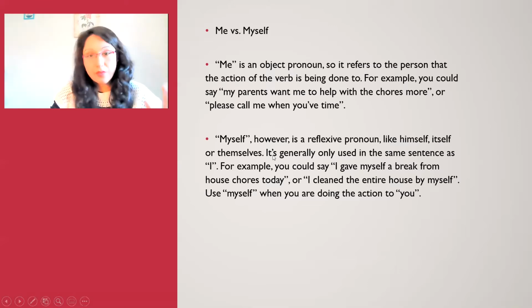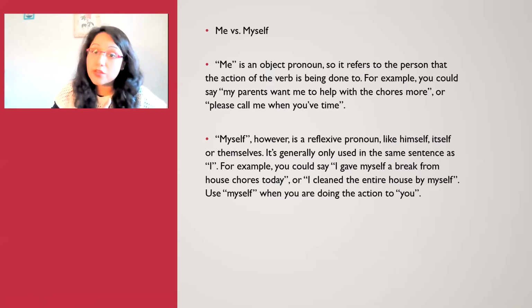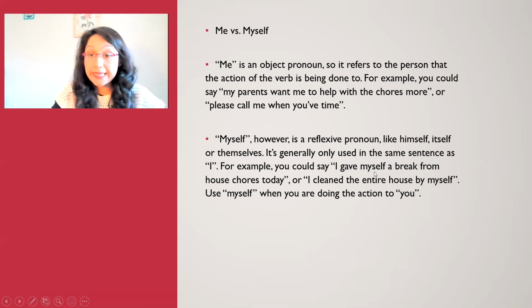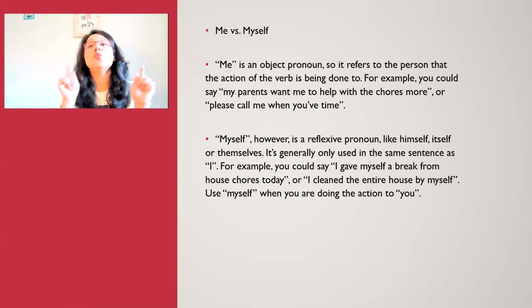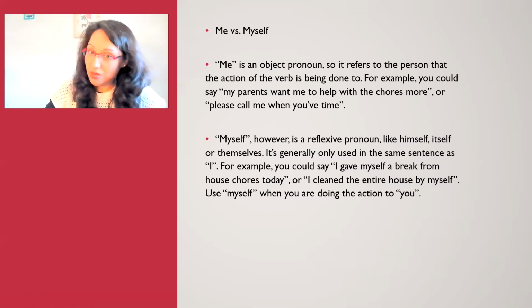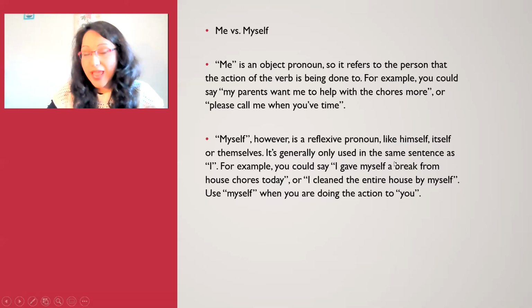And then myself, however, is a reflexive pronoun, just like himself, itself, or themselves. So it's generally only used in the same sentence as I, because it is a reflexive pronoun. So for example, you could say, I gave myself a break from house chores today. Okay, so I gave myself. I cleaned the entire house myself. So use myself when you're doing the action to you. Okay, so that's when you use your myself, when you are doing the action to you, like it says, a reflexive pronoun.